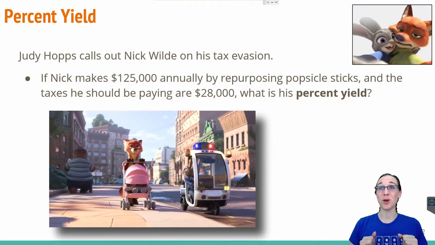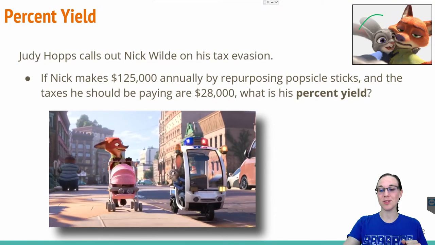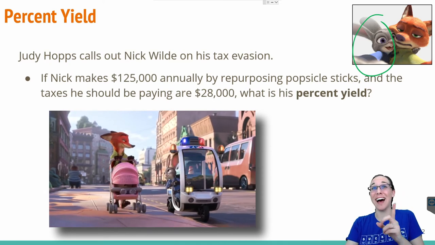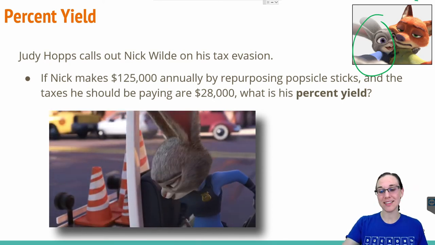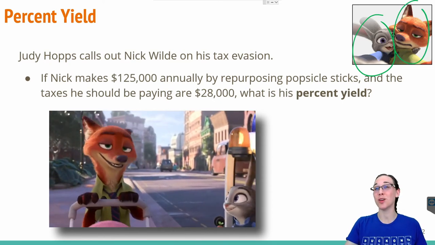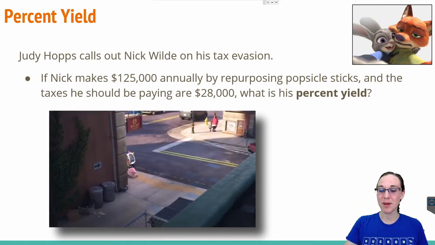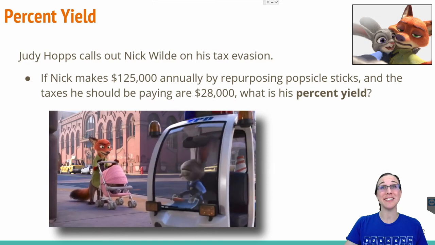In the movie Zootopia, you have Judy Hopps, that's this cute little bunny right here, get it? Hops, because she's a bunny and she hops, ha. And Nick Wilde, that's this fox right here, who looks so enthusiastic that the bunny is hugging him. And she calls him out as a bunny cop on his tax evasion.